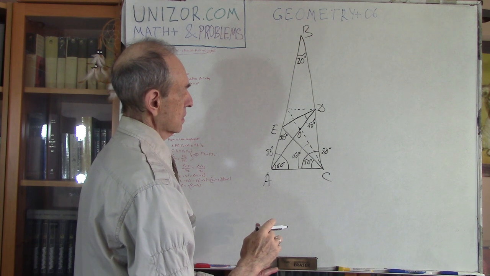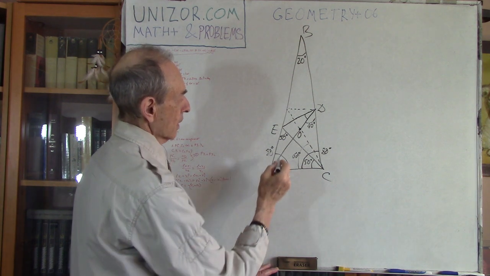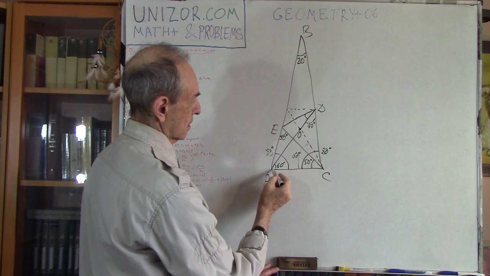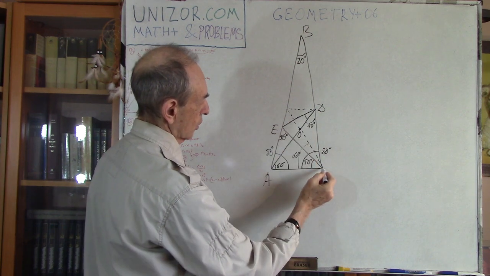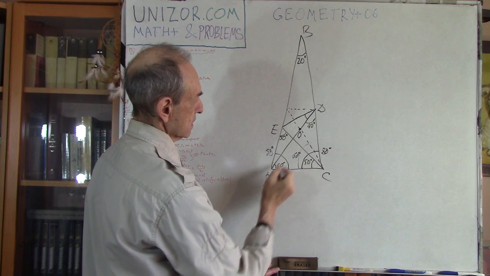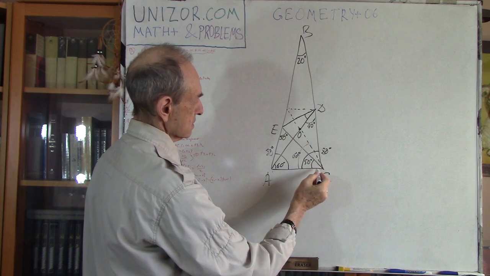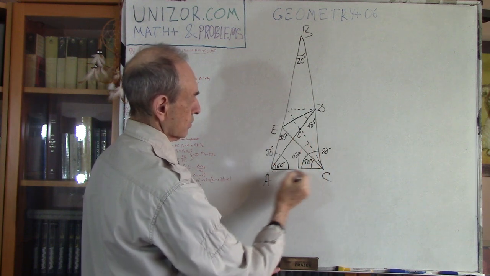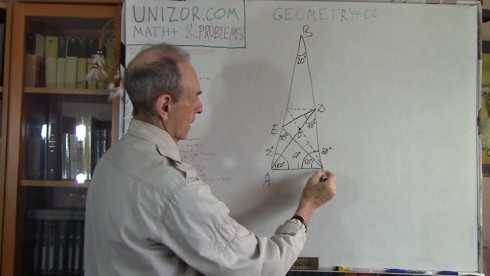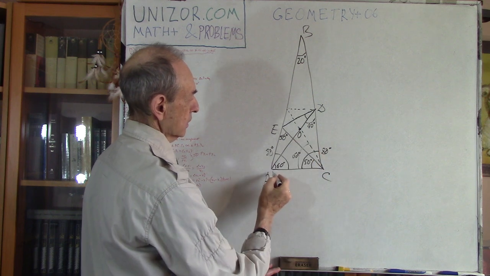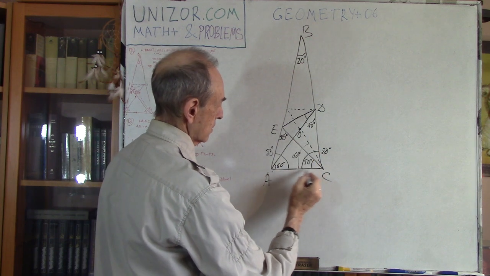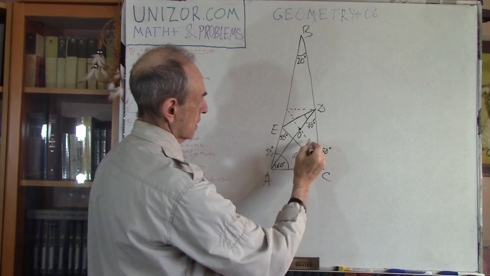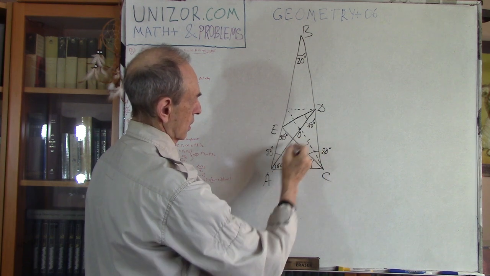Now, let's just think a little bit more. If this is 60 and this is 60, OCA is 60 and OAC is 60 degrees, then this is an equilateral triangle. AOC is equilateral, which means that this one is equal to OC and equal to OA.